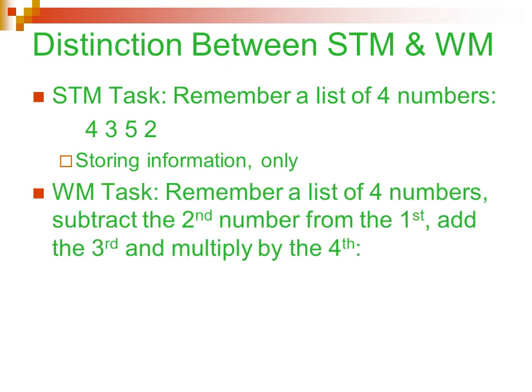But let's say I give you a list of numbers to remember, and while you are remembering those numbers, I ask you to process them. So I ask you to subtract the second number from the first number, add the third number, and then multiply by the fourth number. This would be a working memory task because it involves storing the numbers plus processing them.